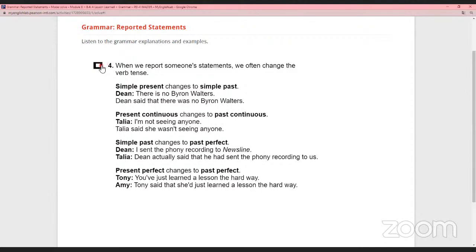When we report someone's statement, we often change the verb tense. Simple present changes to simple past. There is no Byron Walters.